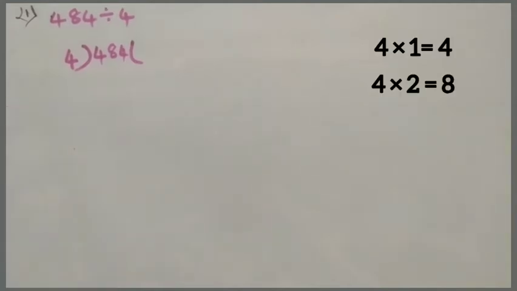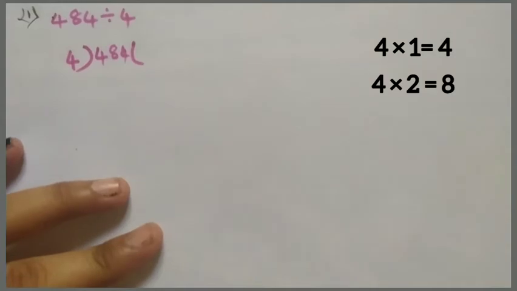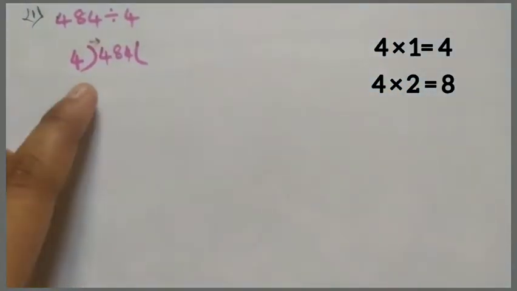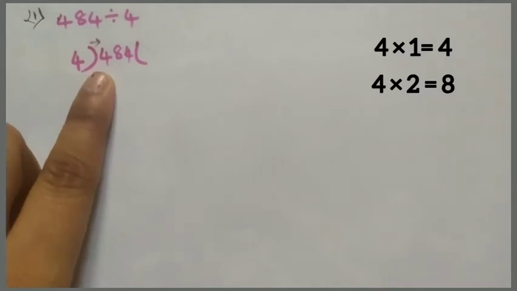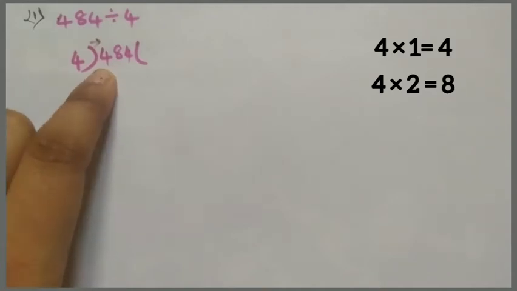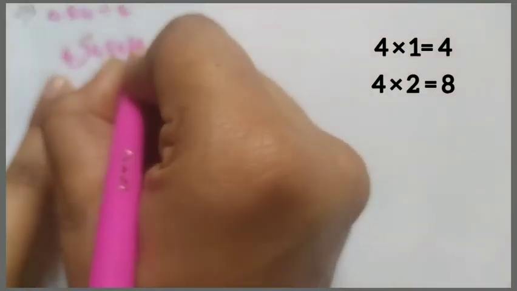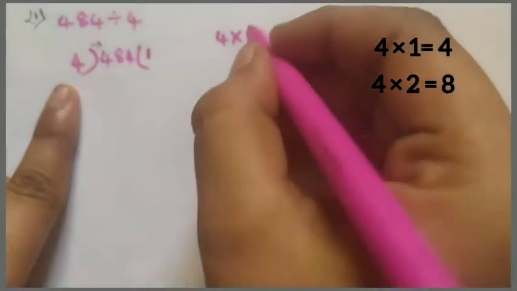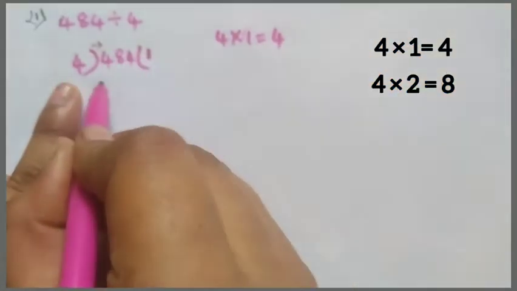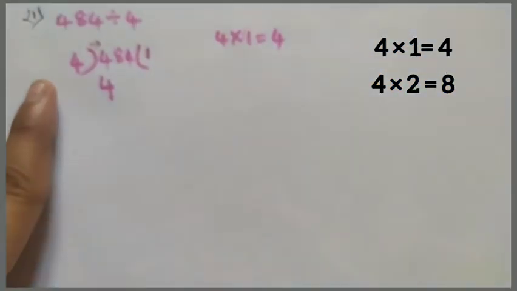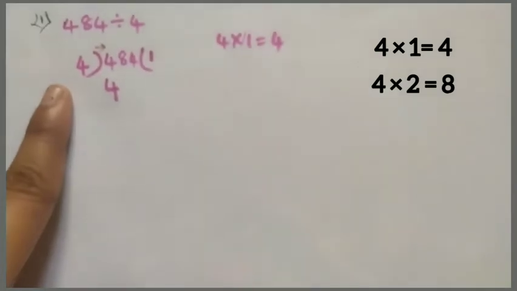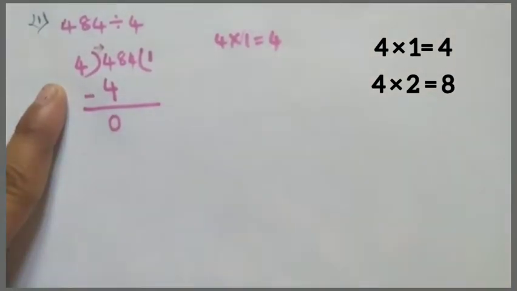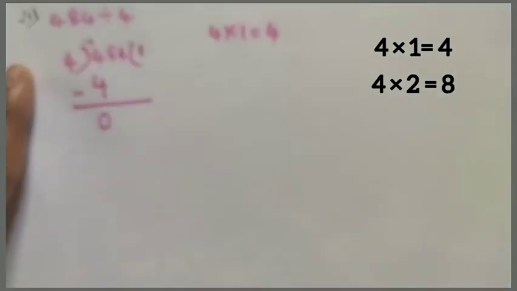Look here, when we are doing divisions we have to start from this side. So what is the digit here? 4. 4 ones are 4, so we can write this 1 here. Now we have to do subtraction. 4 minus 4 is 0.